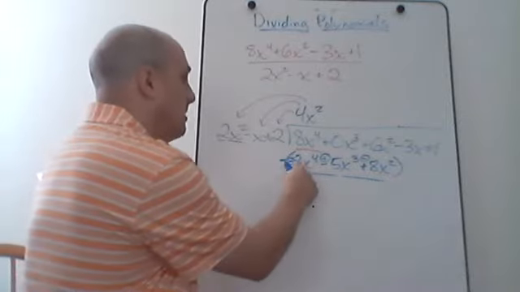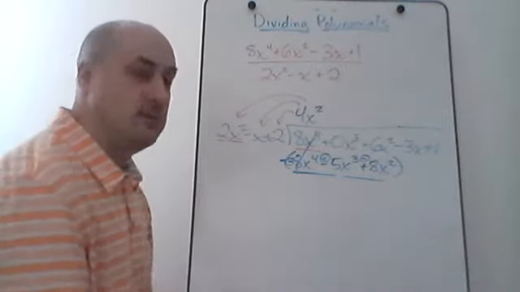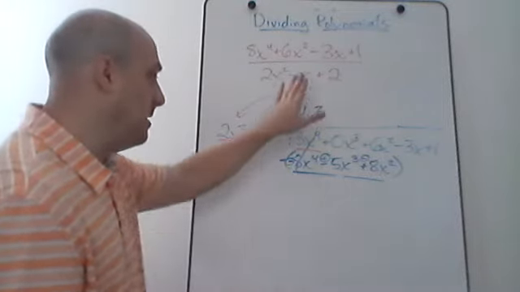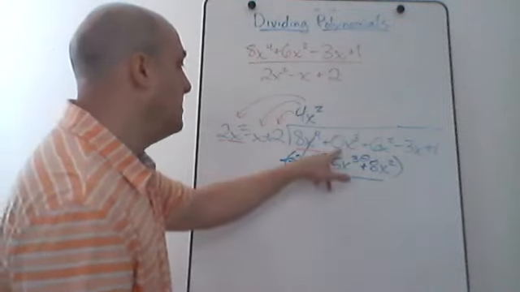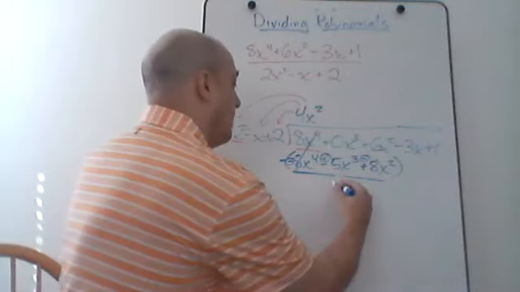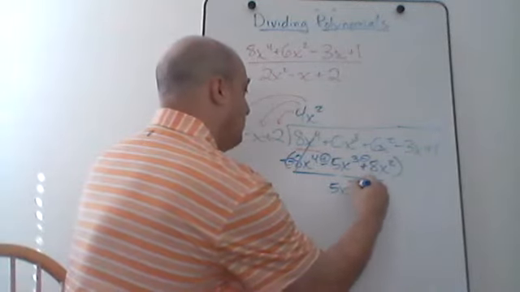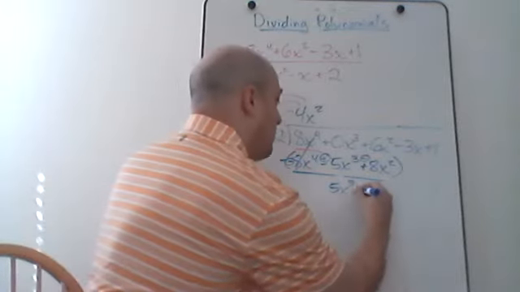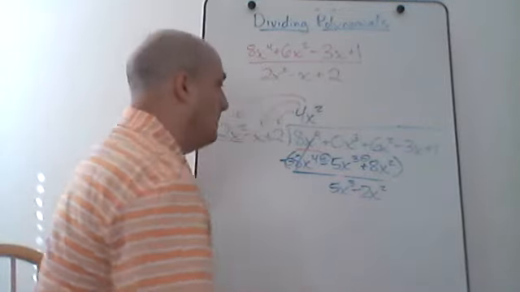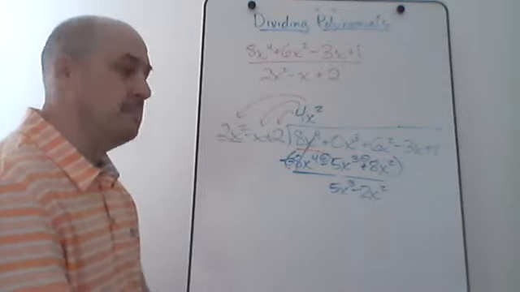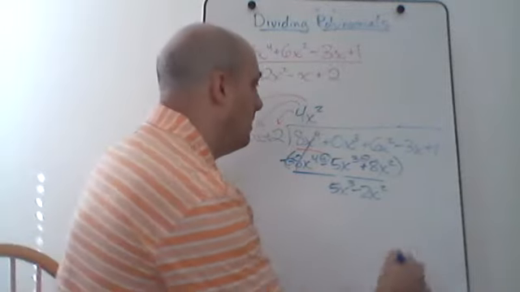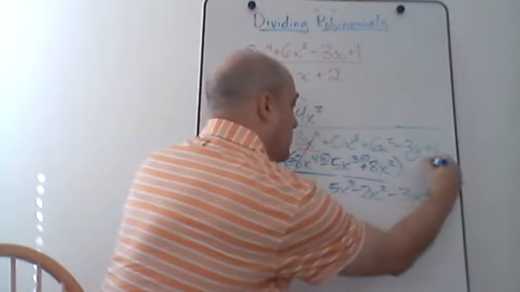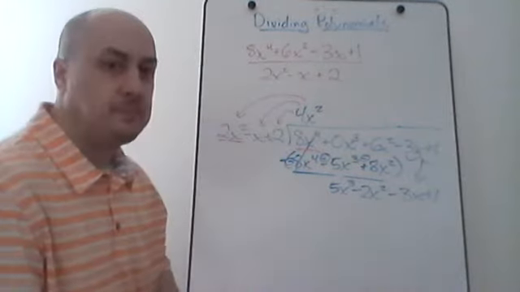So 8x to the fourth minus 8x to the fourth cancels out. Those first terms should cancel out every single time if you did all this correctly. I have 0x to the third plus 5x to the third, so that's going to be a 5x to the third. And then I have a 6x squared minus an 8x squared, that's going to be a minus 2x squared. All right, so that's my result of subtraction. And now I bring down the rest of what I have: minus 3x plus 1. That's just taking these two and copying them down.